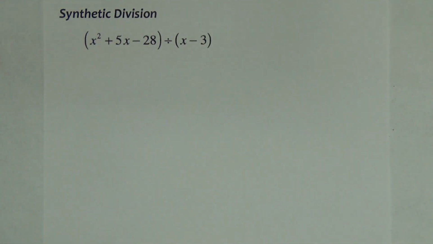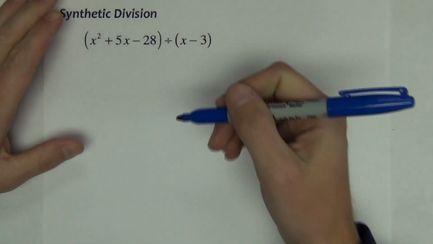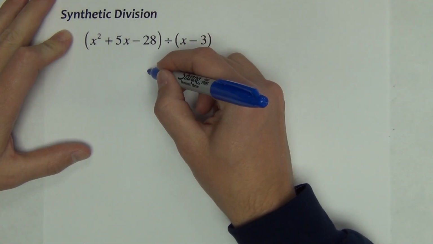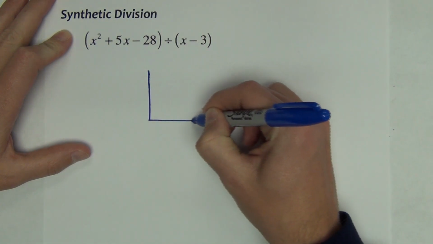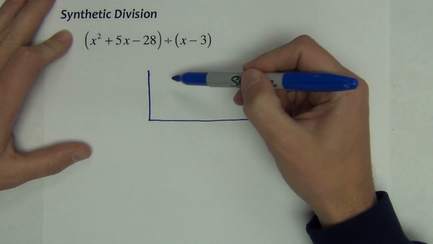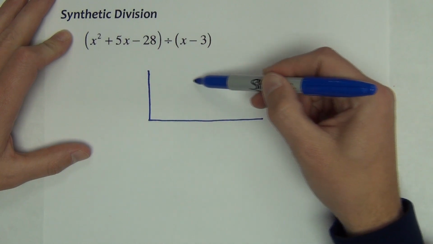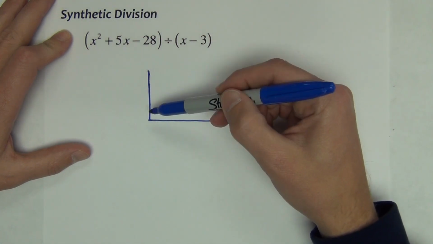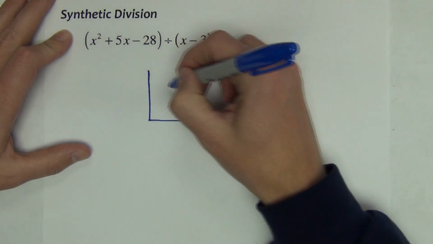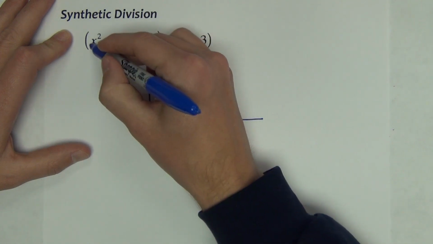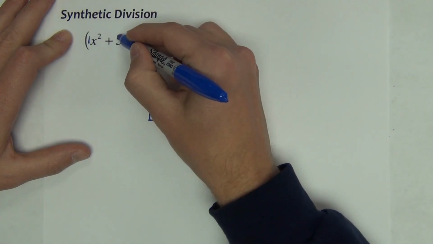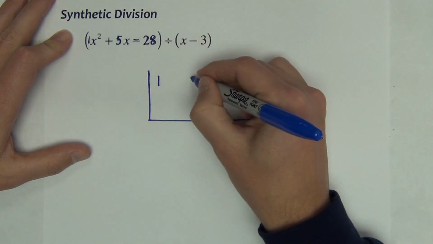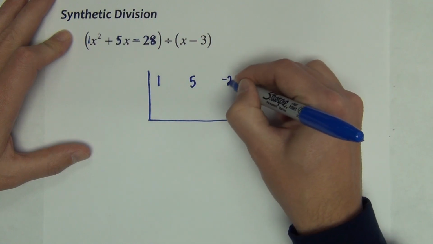So let me show you how to set this one up. The first thing I do, just the setup's a little bit different. My division symbol, I'm going to flip upside down. And I'm making it wide enough here that I'm going to fit 2 rows of numbers inside here. So make it kind of longer than you would with the long division problem. Now inside the synthetic division goes the coefficients. So I want the 1, the 5, and the negative 28. So I'm just going to take those numbers, 1, 5, negative 28.